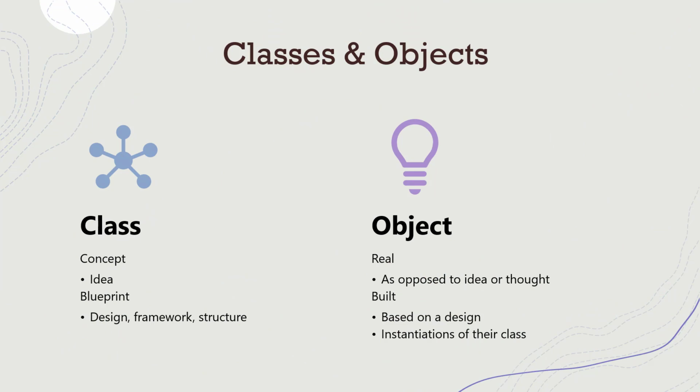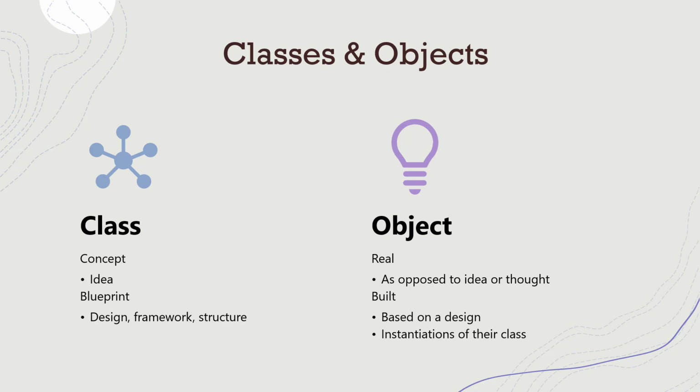Classes are like concepts or ideas that exist in the realm of thought, while objects are real or materialized instances of those concepts and ideas. Classes can also be considered as blueprints or designs of real things, and objects are those real things, like buildings or parts that are built off of those designs and blueprints.